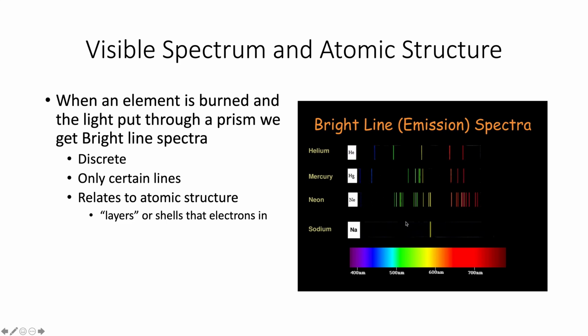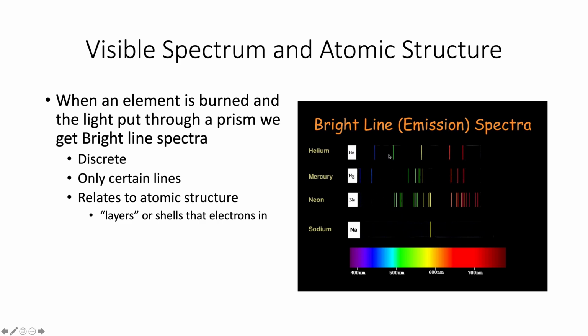It's like a fingerprint. So if you've ever wondered, how do astronomers know that this star that's 50 light years away from us, so far away it takes light 50 years to get here, how do they know what it's made of? Because no one went and got a spoonful and analyzed it. They can tell from the spectra of the light coming out.